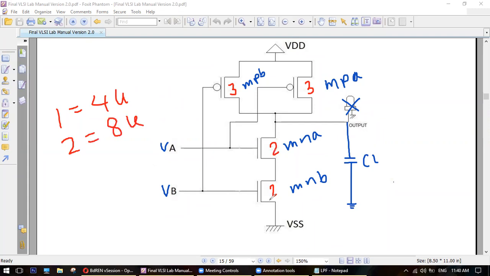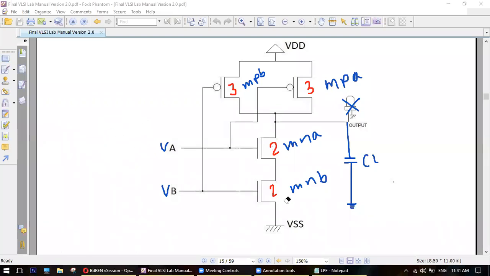2 becomes 8 micrometer. What about your 3? How much is 3? 1 is equal to 4, 2 is equal to 8, 3 is equal to 12 micrometer. Okay, remember this. It is 12 micrometer.